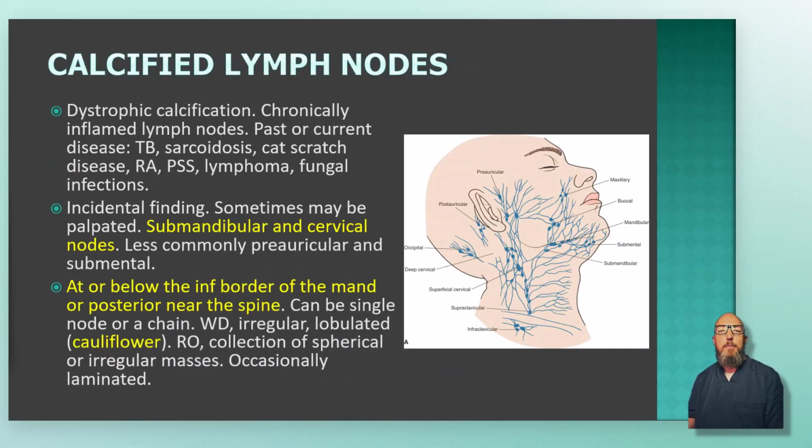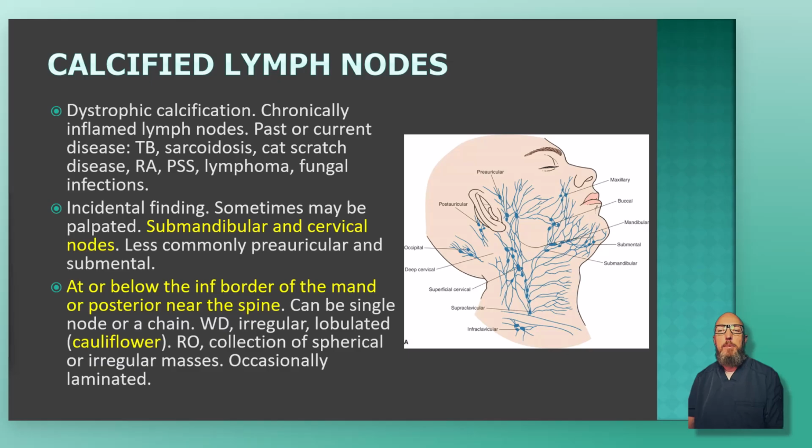All right, now the named entities, starting with the first one, lymph node calcification. This is dystrophic calcification inside a chronically inflamed node. Something happened to that node, either current or in the past. A classic example is tuberculosis, also sarcoidosis, cat scratch disease, rheumatoid arthritis, progressive systemic sclerosis, lymphoma, and fungal infections. This is an incidental finding.